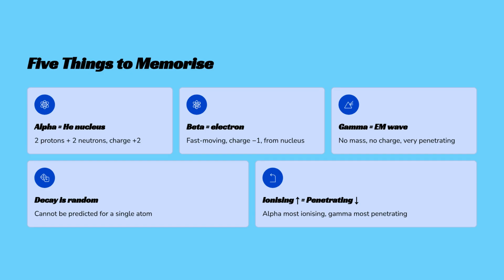Here are 5 essential points to memorize. Alpha is a helium nucleus. Beta is an electron. Gamma is an EM wave. Decay is completely random, and there is an inverse relationship between ionizing and penetrating power.